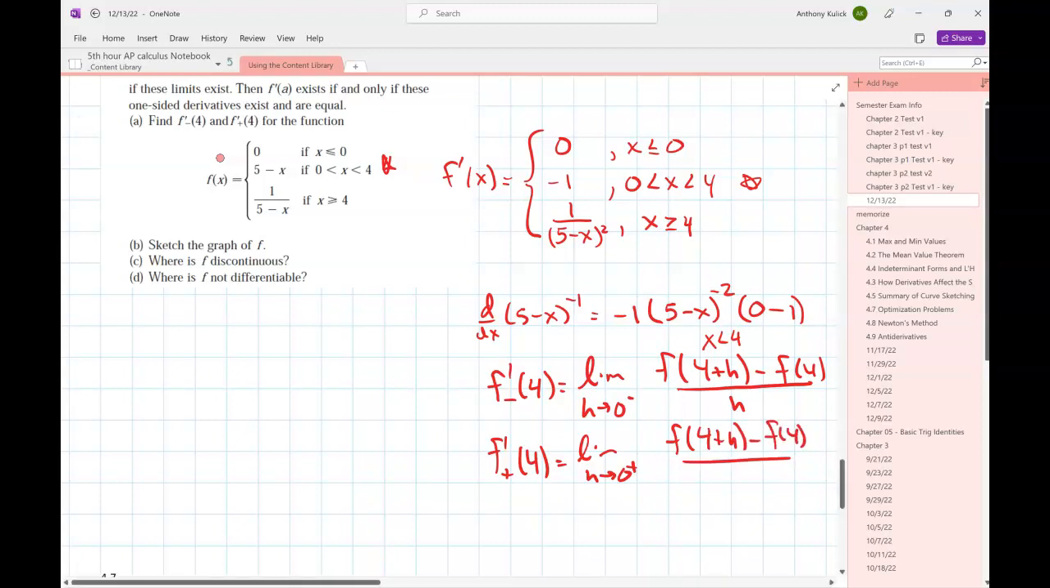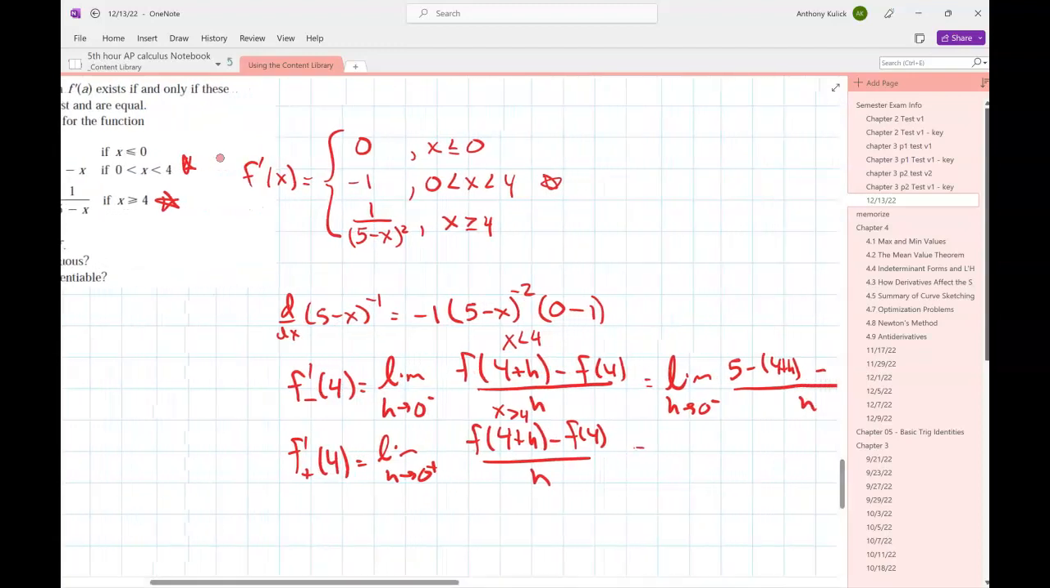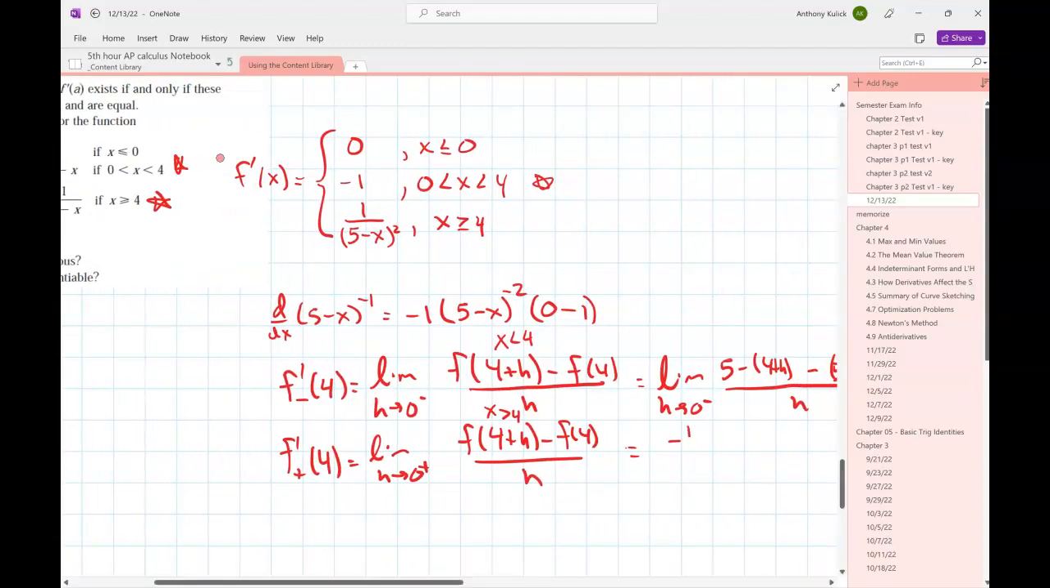So when I do the derivative from the right, it's the same thing, but this time, if h is bigger than 0, this means x is greater than 4, so I'm going to be using that definition of f. So I'm going to have 1 over 5 minus 4 plus h minus 1 over 5 minus 4, all over h. And shoot, still have that limit in there.